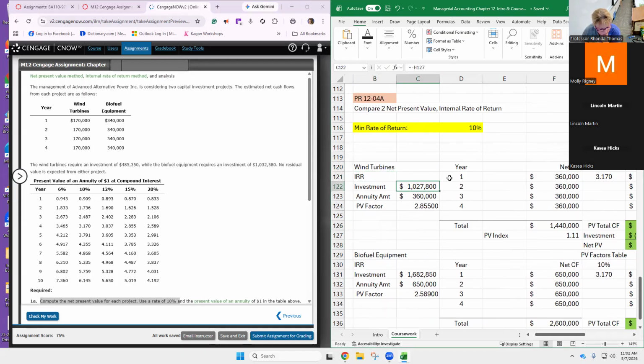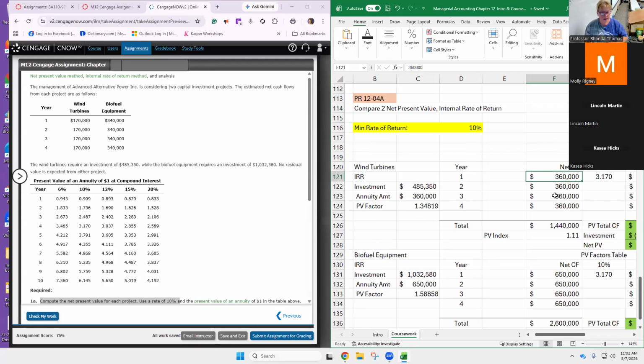Okay, the investment needs to be in because they're different. So the wind turbines for me is 485,350. The other one is a biofuel equipment. Well, its investment is higher. It's 1,032,580. Okay, so now I've got my investment amounts for both of those projects. Now I'm going to fill in my cash flows.